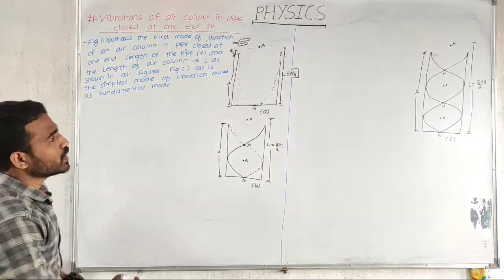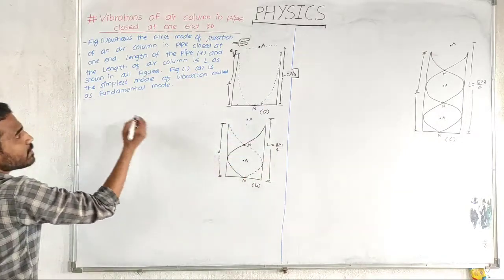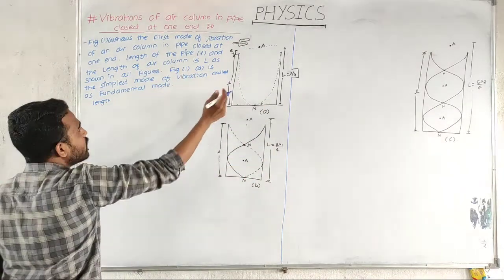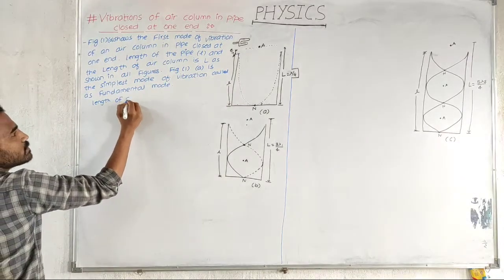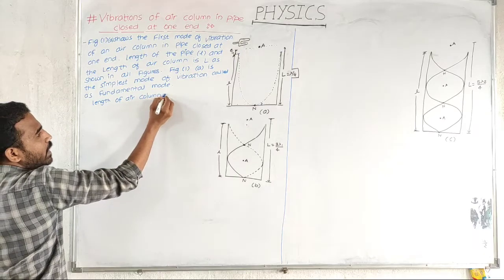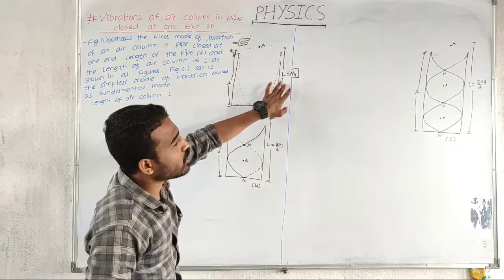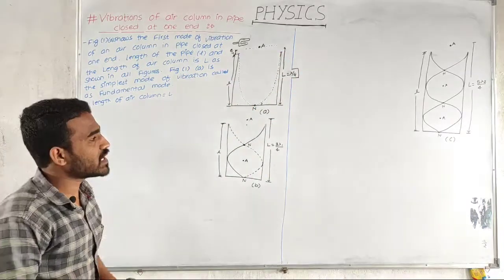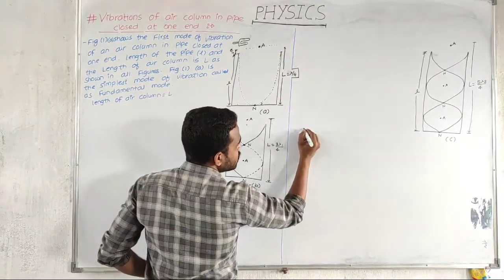For this, from figure A, the length of the air column is capital L, the length of the air column, not the length of the pipe. The length of the air column is lambda by 4. Why is it lambda by 4? We know that.